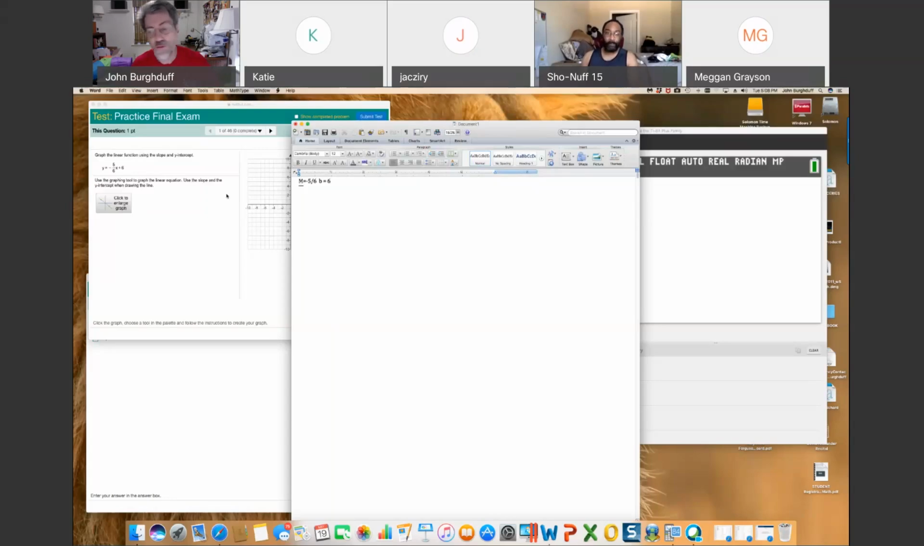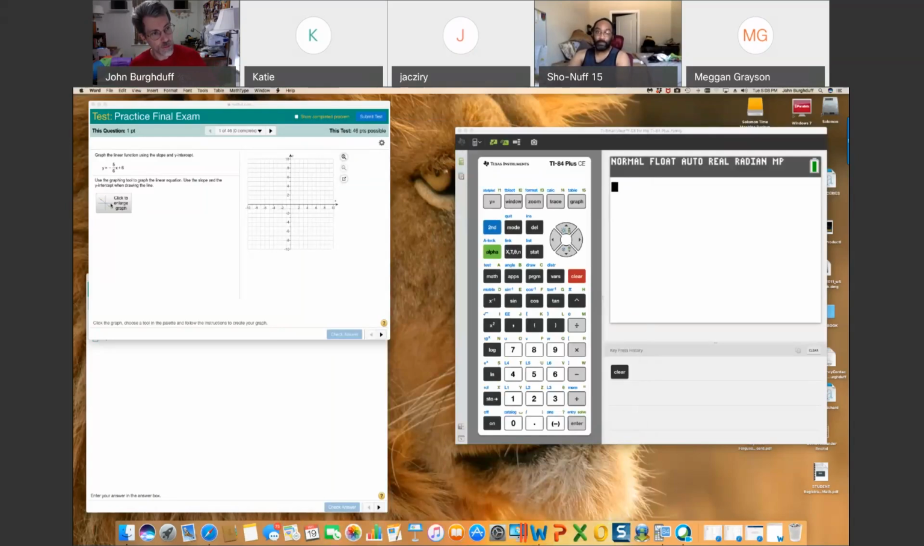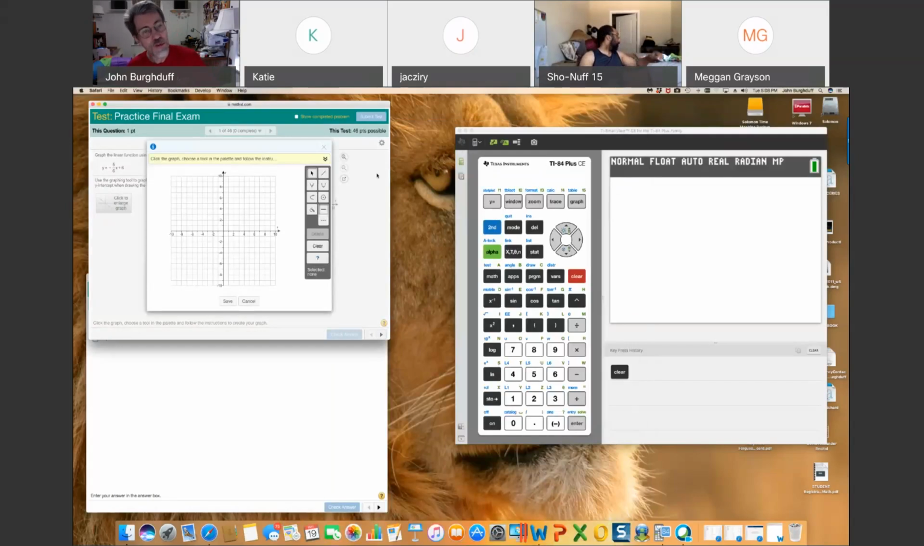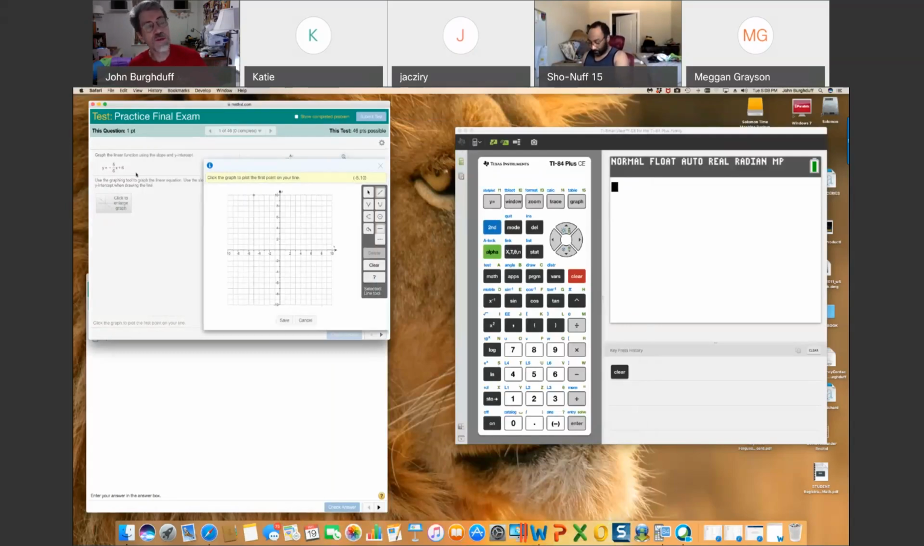So the number in front of the x is the slope. The number at the end is the y-intercept. When you use the graphing tool, click to enlarge that. It's going to be a straight line. So you select the line tool, and you start with the y-intercept first. The y-intercept is the number on the end. You click the point on the y-axis at 6, and that gives you one point.